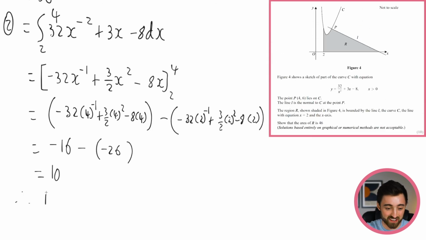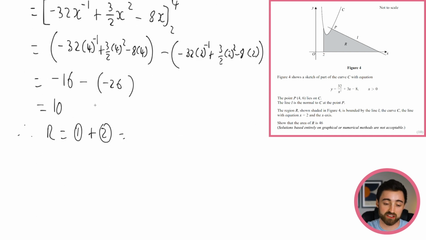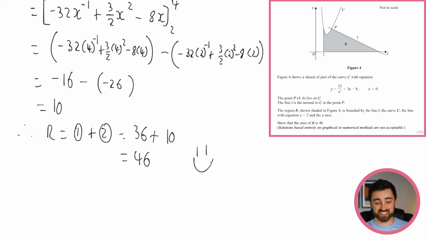Therefore, the area of R, which is basically both of these areas added together, I got the first area as 36, the second area as 10. So the area of R is 36 plus 10, which is 46, which is the right answer, which rounds off the paper very, very nicely.